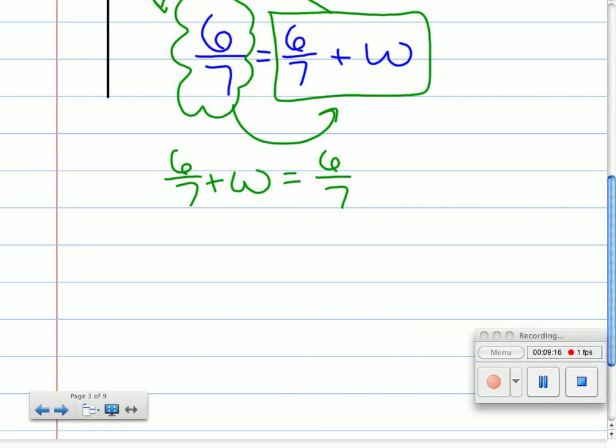Now you look at that 6 over 7. How do I move that? You have to subtract. I'm going to subtract 6/7. So W is equal to 6/7 take 6/7 away. What am I at? 0. I am at 0. Okay? Let's advance it a little bit more.